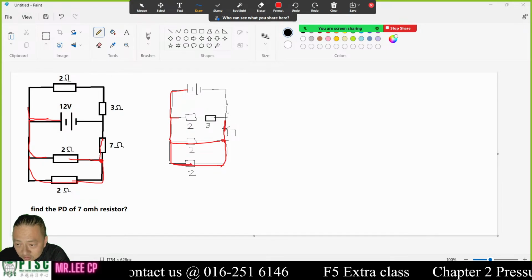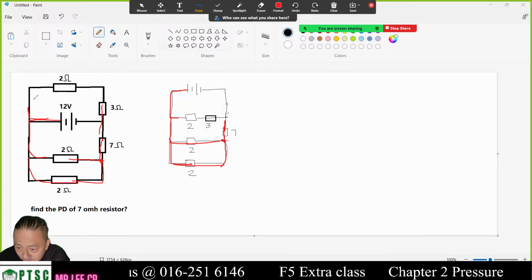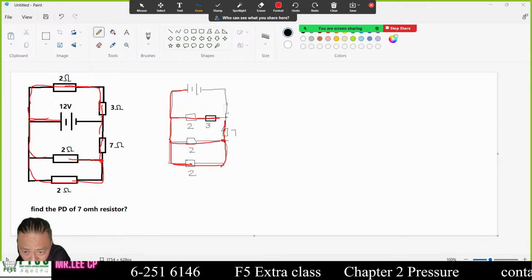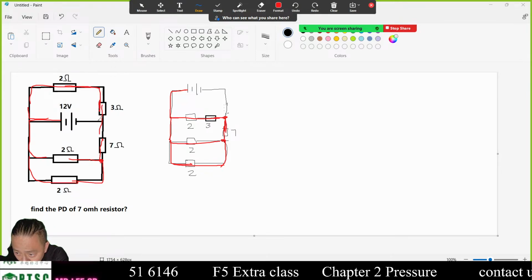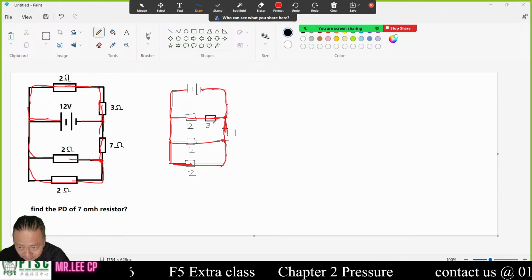So 7 will join with 3. Where does the 3 come from? It comes from 2 and 3. And then together, they will go back to 12. Yes, this is the correct one.